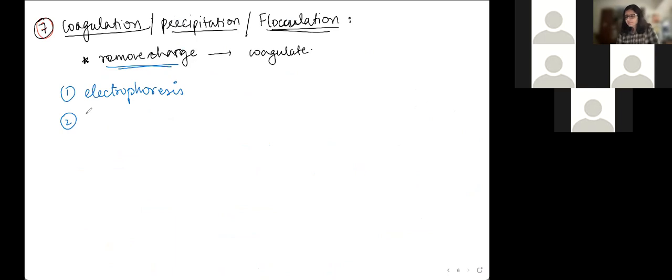The next method is to mix oppositely charged sols together. This is called mutual coagulation. It's like a 2-in-1. If you want to precipitate out two different sols that happen to have opposite charge, mix them, they'll do the work against each other, and then you'll have all of them precipitated out.